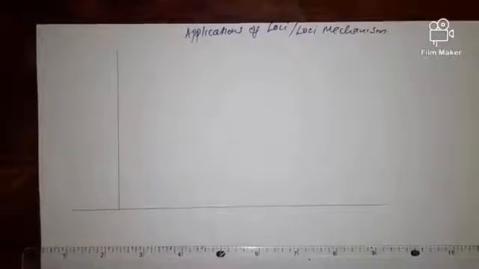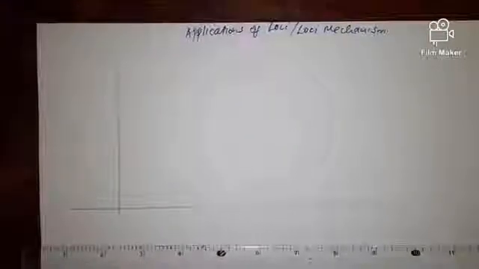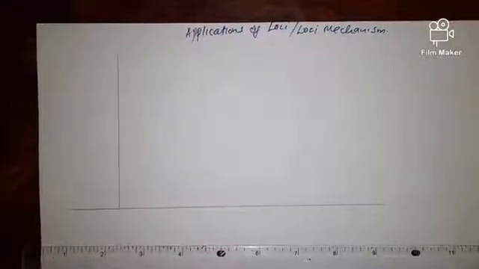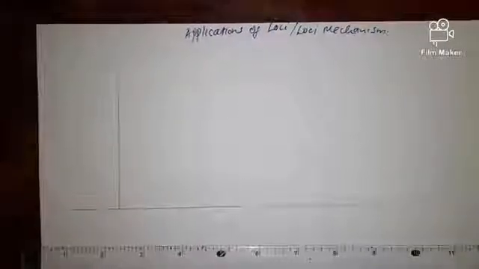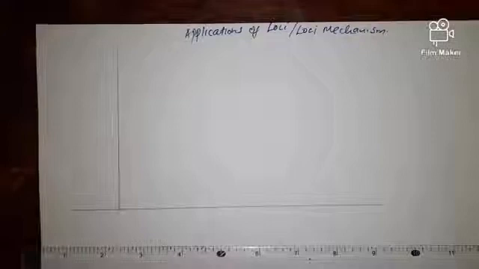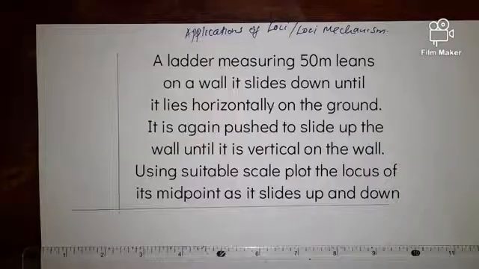Hello everyone, welcome. We are going to look at applications of loci mechanism, and the case here is a ladder that slides along a wall and to and fro on the ground. The question reads: a ladder measuring 50 meters leans on a wall. It slides down until it lies horizontally on the ground. It is again pushed to slide up the wall until it is vertical on the wall. Using a suitable scale, plot the locus of its midpoint as it slides up and down.